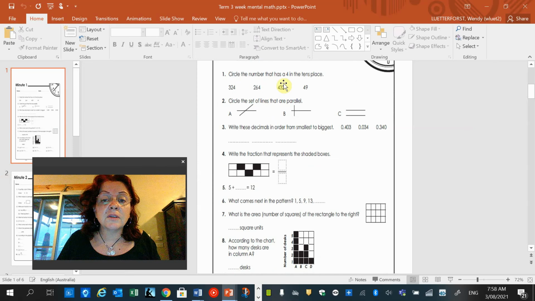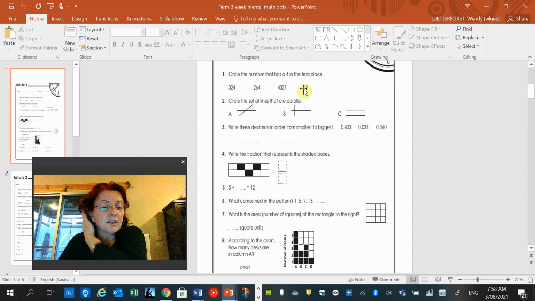Okay, first one, circle the number that has 4 in the tens place. Easy peasy. So is it this one? No, because that 4 is in the ones place. That 4 is in the ones place. That 4 is in the thousands place. And 49, yep, that's the one. It's in the tens place. So just write that one down.